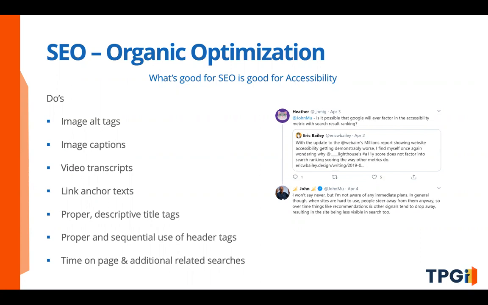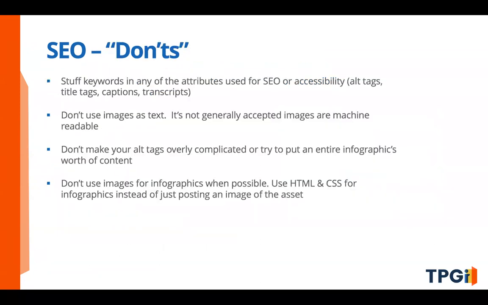So over time, things like recommendations and other signals tend to drop away, resulting in the site being less visible in search too. And so I think a good takeaway here is if you know your site's not accessible, and people are bouncing because they're not able to navigate it, whether with their keyboard or using a screen reader, then it's likely to trickle into your SEO as well. And you might experience some higher bounce rates and a deranking in the SERPs. So it might be a good best practice to make sure that you're creating accessible content.